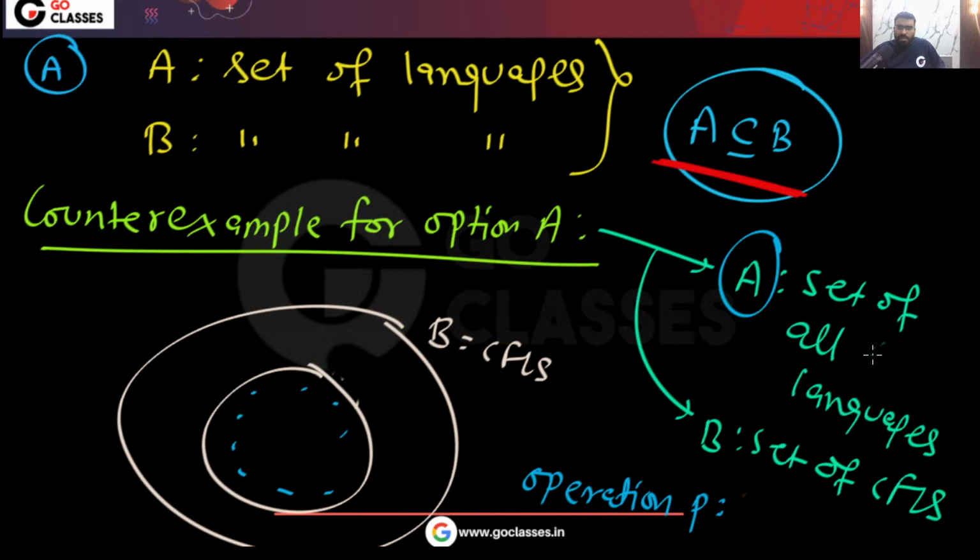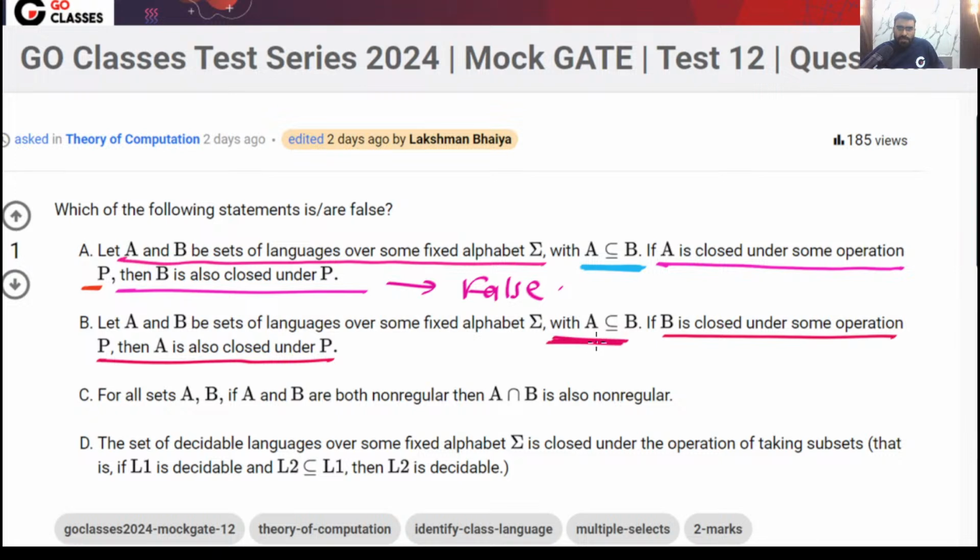You can assume the set of DCFLs as set A and CFLs as set B. You can notice every DCFL is a CFL, so the set of DCFLs is a subset of the set of CFLs. So you can see A is a subset of B.